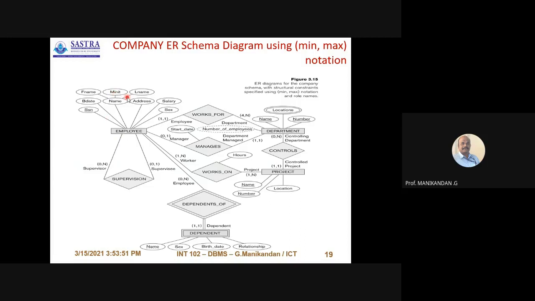Entity type, attributes, relationship type, various types of attributes, total participation, partial participation, recursive relationship, strong entity type, weak entity type, partial key. Here the difference is that this attribute has a solid line. Solid line means it is a key attribute, dotted line means it is a partial key. All these things we have covered as part of the explanation. I have given an explanation for each and every notation.